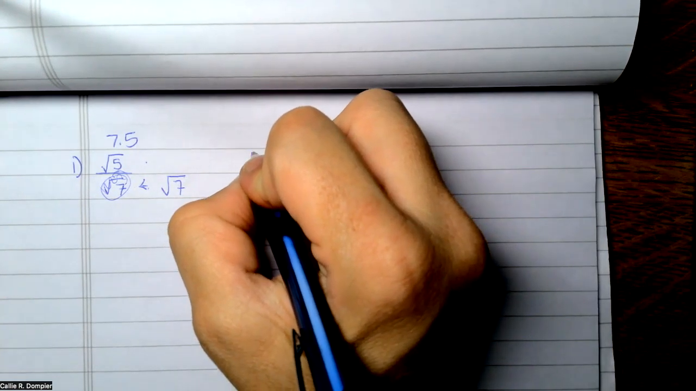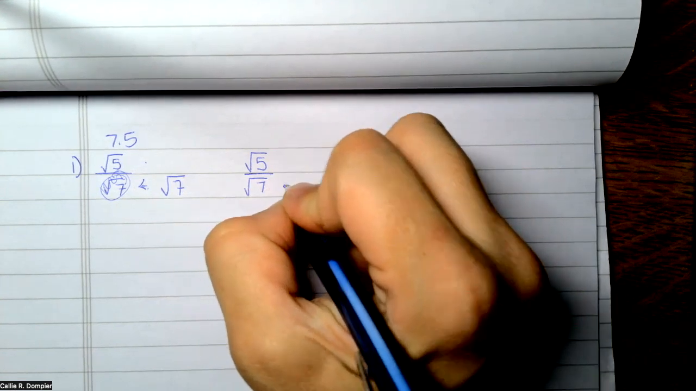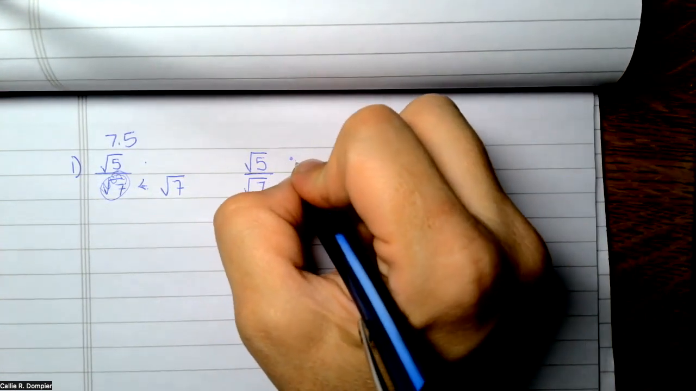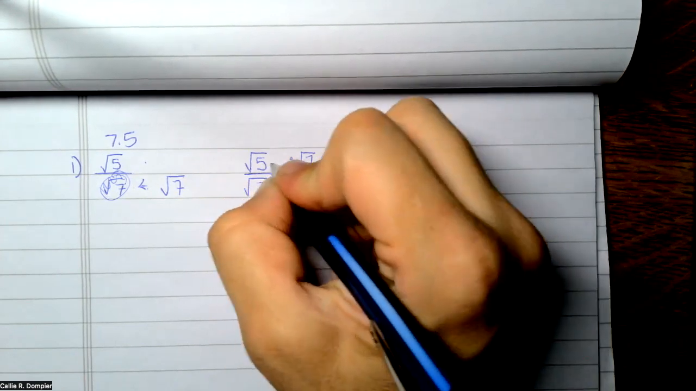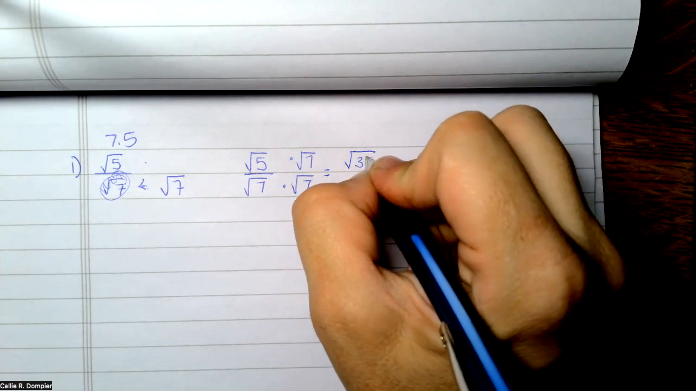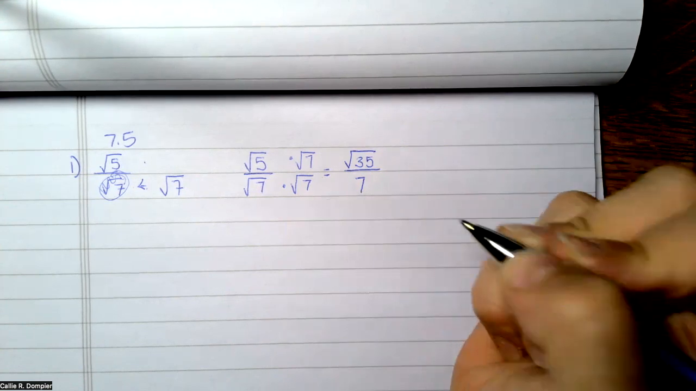We have the square root of 5 over the square root of 7, and we're going to multiply this by the square root of 7. To maintain equality, I need to multiply the top by the square root of 7. The square root of 5 times the square root of 7 is the square root of 35. Square root of 7 times the square root of 7 is, like we said, 7.